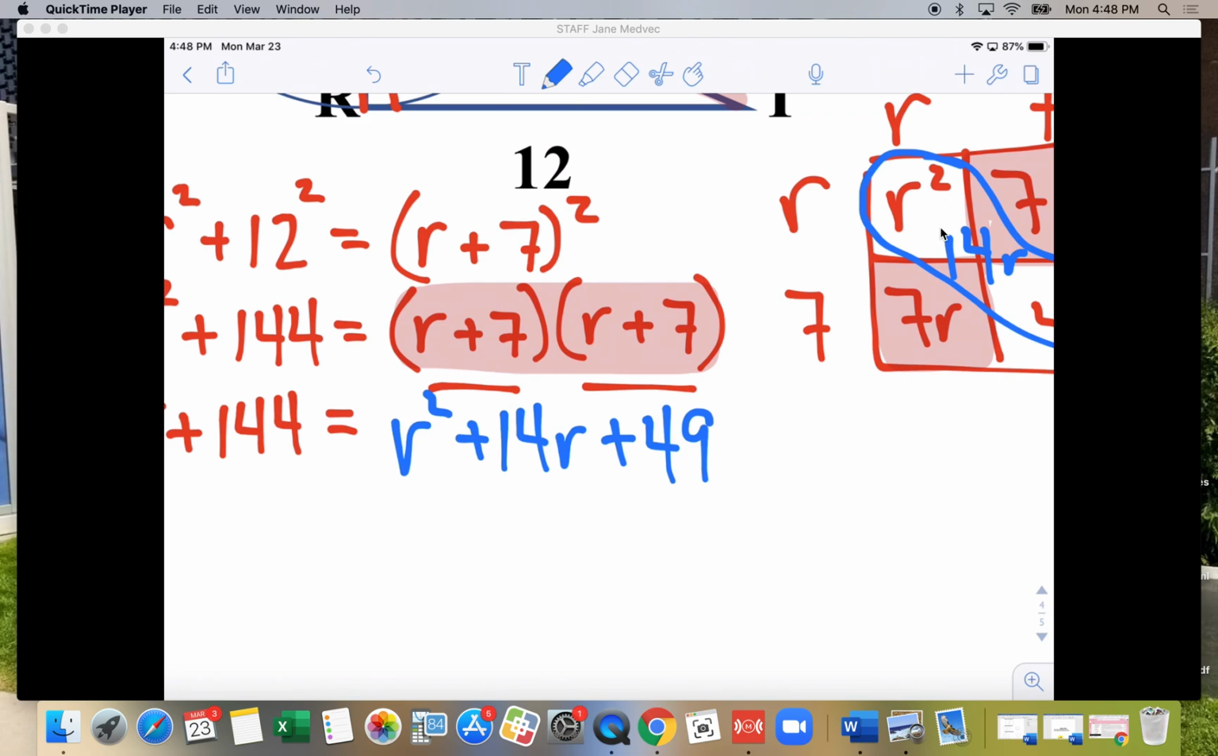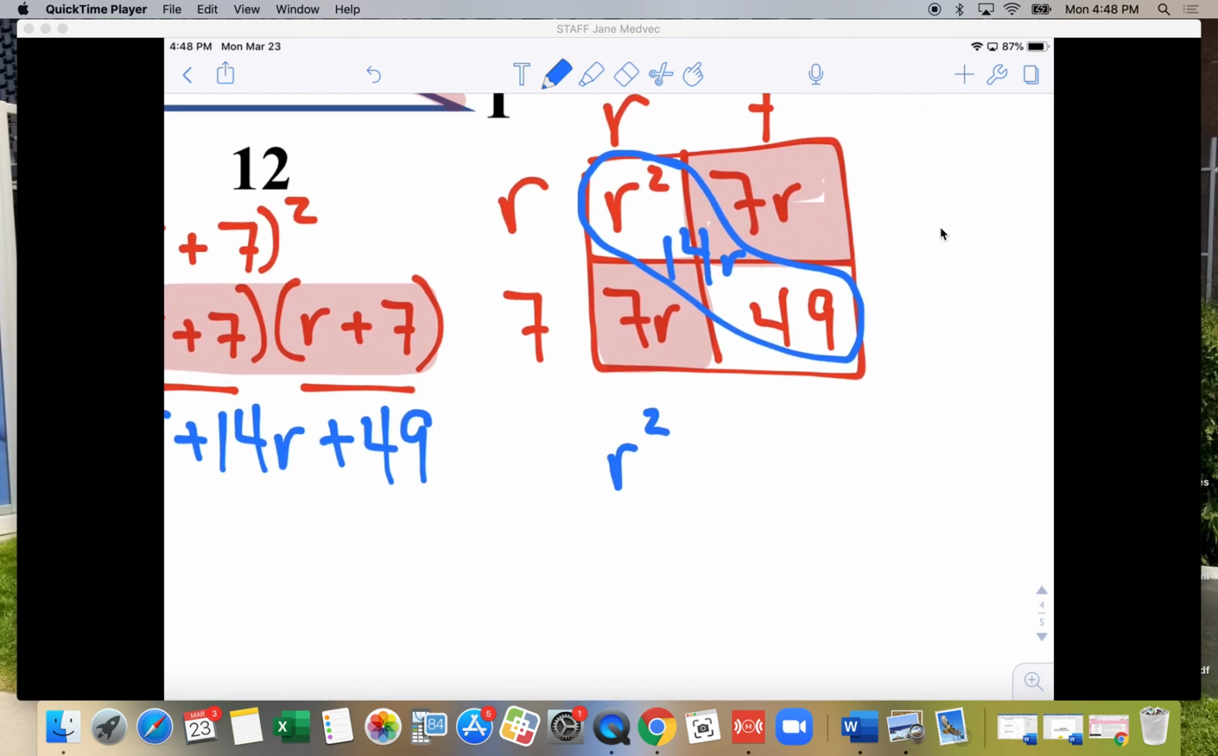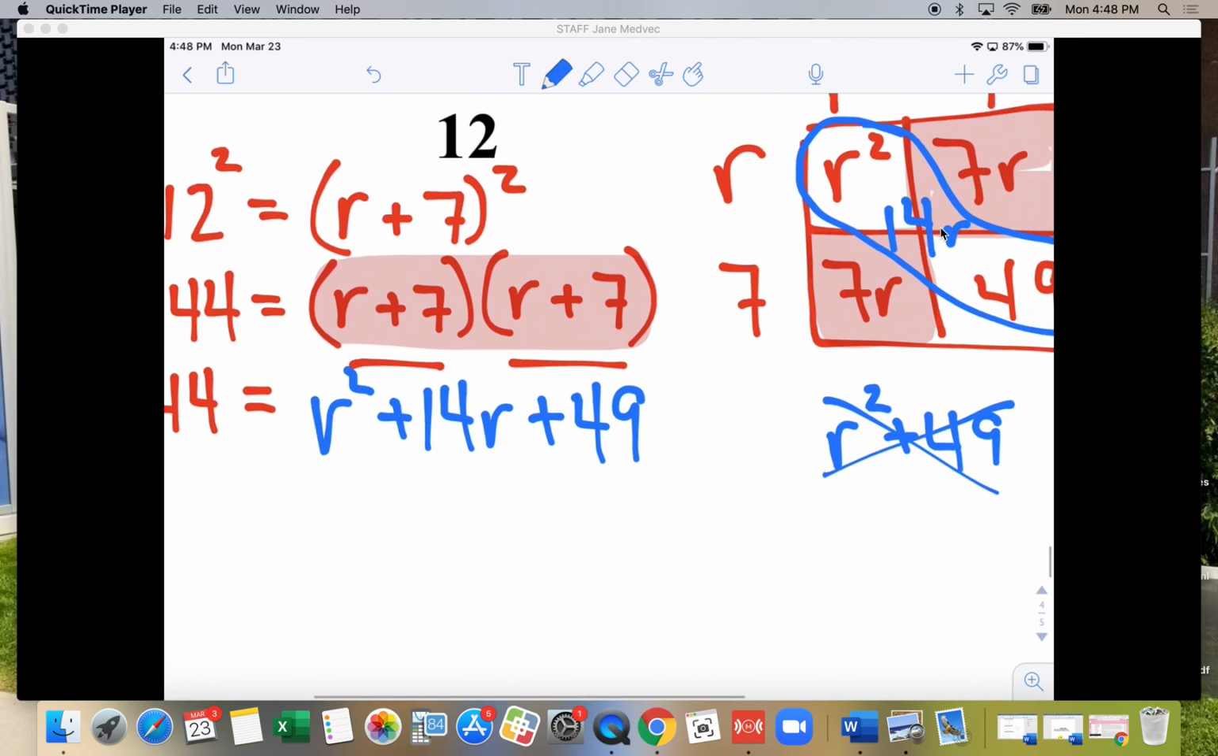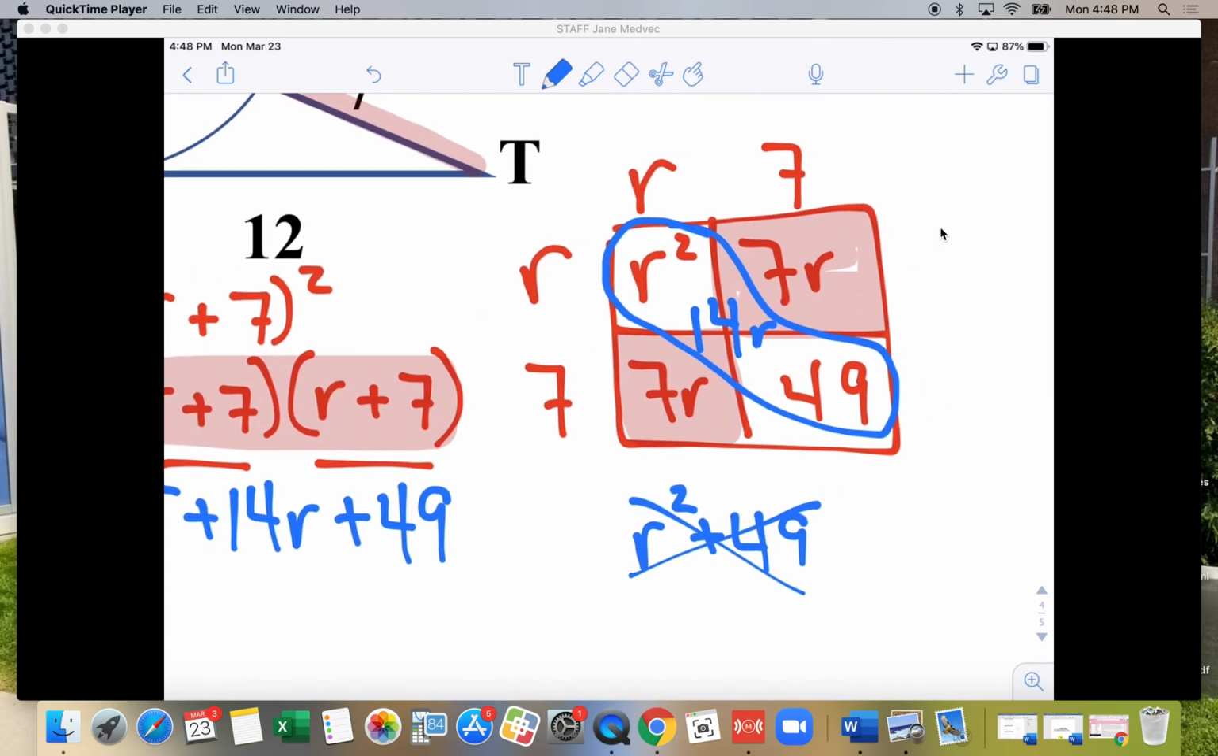What a lot of students want to do is say, well, it's just R squared plus 49, and that's not true. There's a hidden term in there. So when you do those, just make sure you go off to the side and multiply with your boxes.